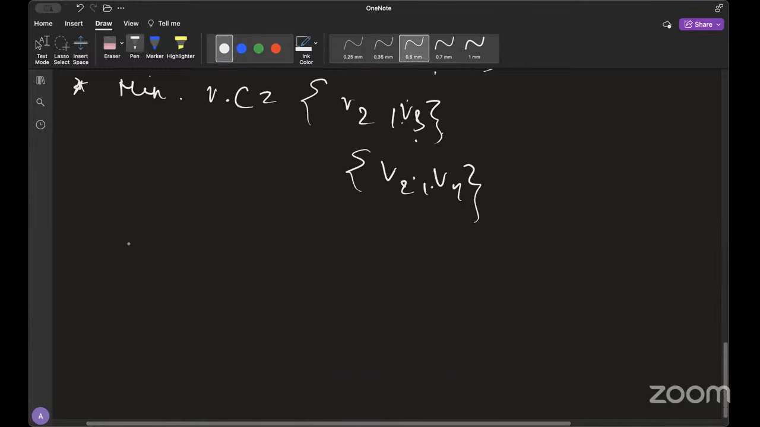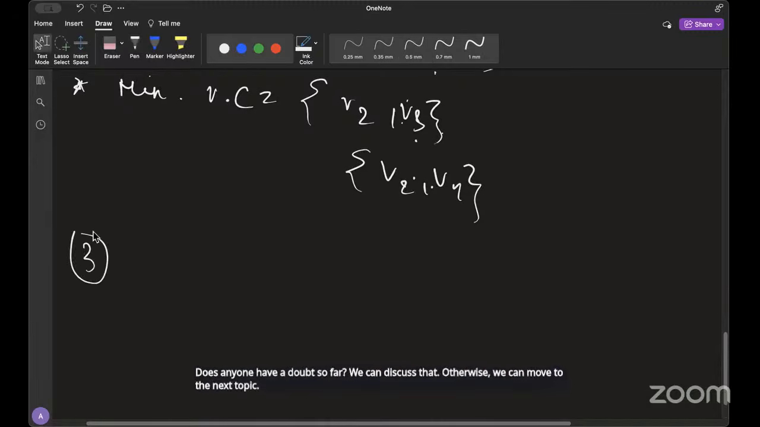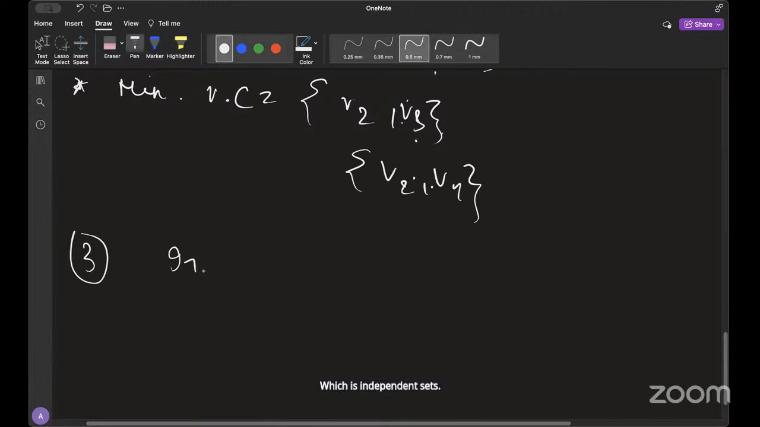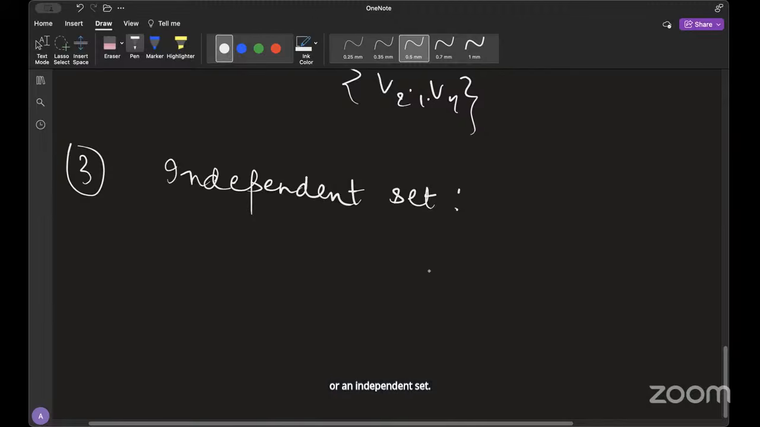Does anyone have a doubt so far? We can discuss that. Otherwise, we can move to the next topic, which is independent sets. So what is an independent set?